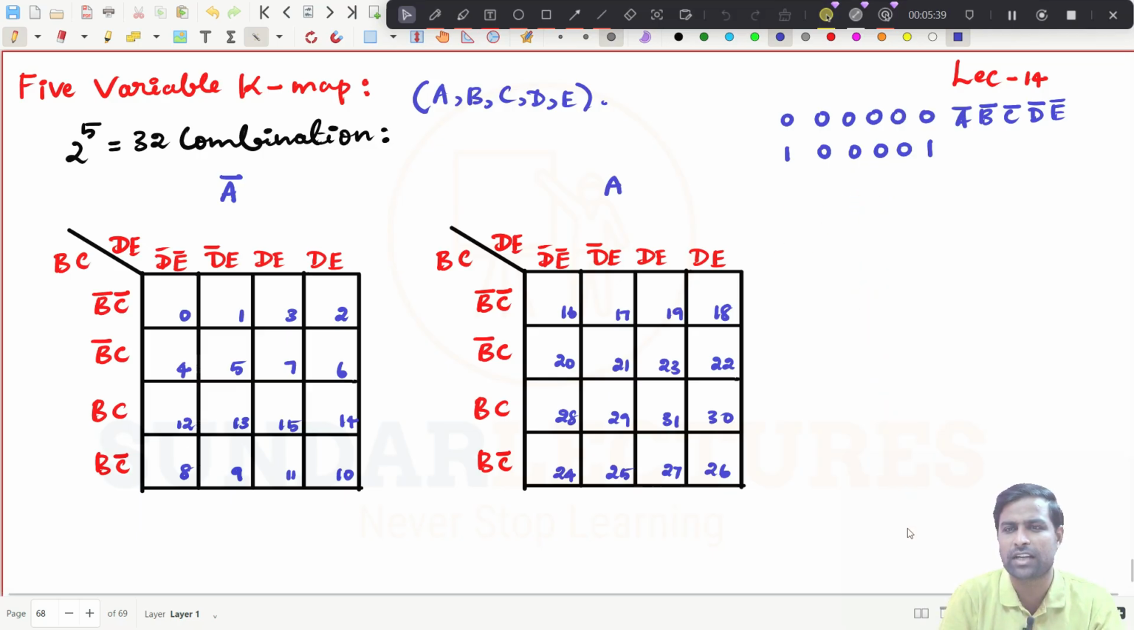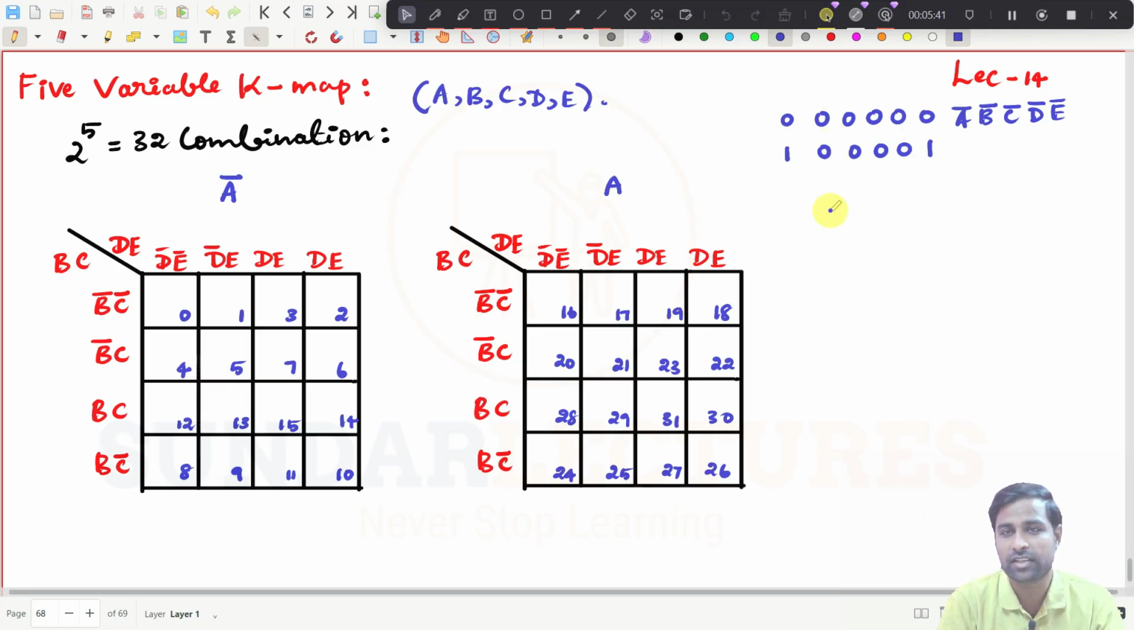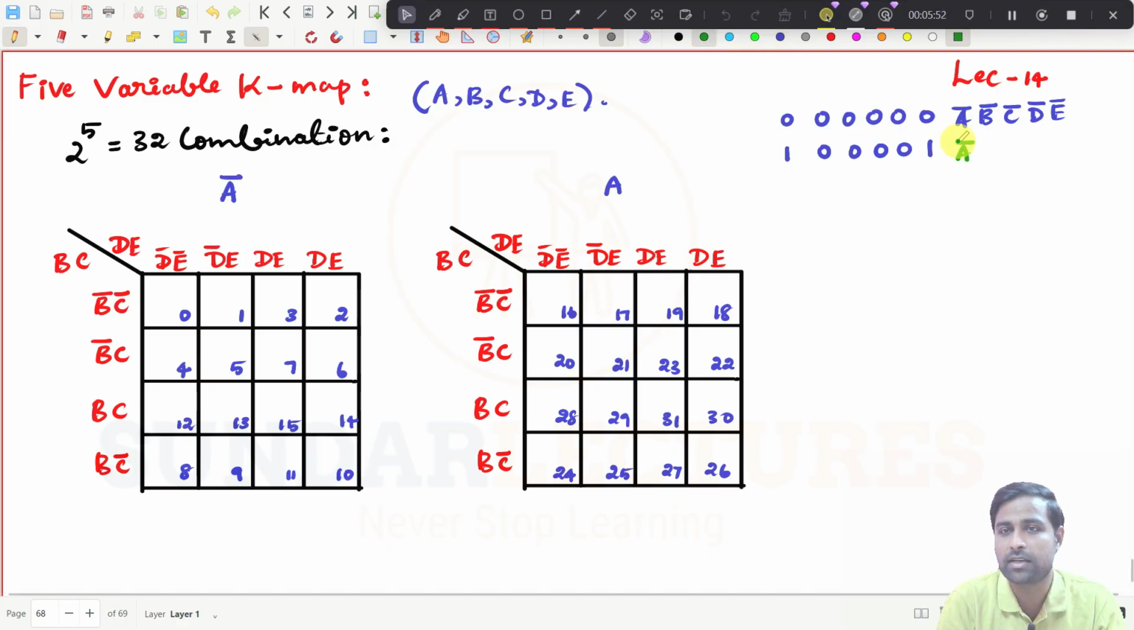I have to go for 32 combinations like this, right? So 16 zeros, 16 ones, 8 zeros, 8 ones, 4 zeros, 4 ones, 2 zeros, 2 ones, 0 1, 0 1. I have to write like that. Anyhow, if I write so, what is my term? It will be A bar, B bar, C bar, D bar, E. This is my second min term.